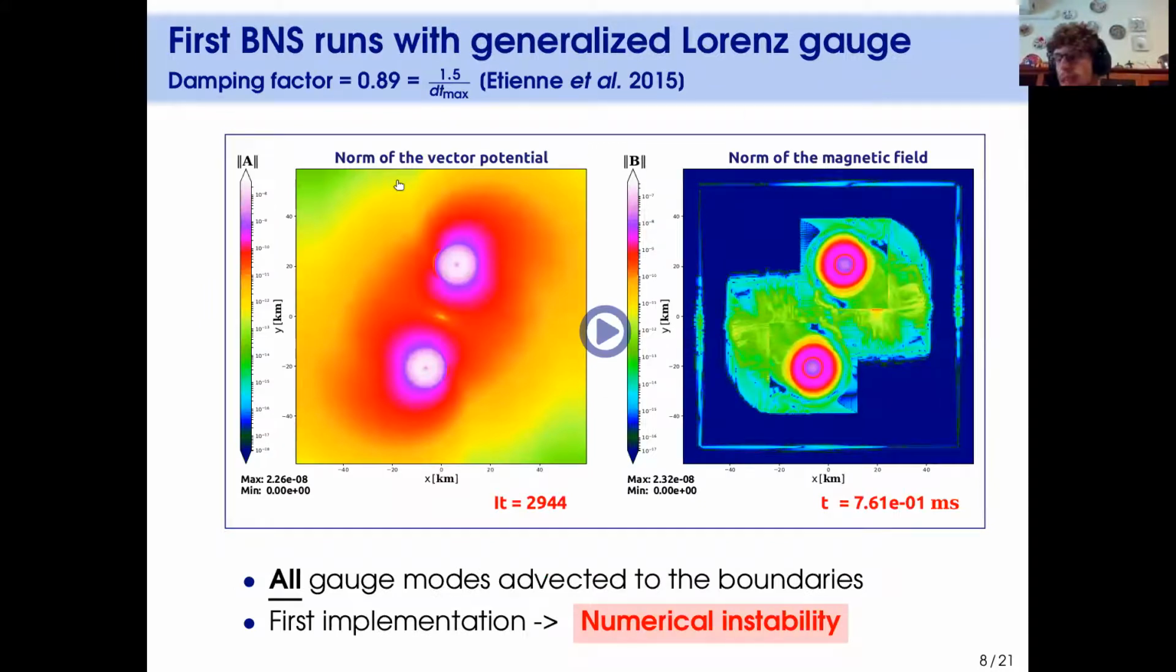Okay, so let's get to some results. Here I want to show you a movie about one of the first BNS runs I performed with Spritz and with the generalized Lorenz gauge. This is an equal mass system with an ideal fluid equation of state. You will see the norm of the vector potential and the norm of the magnetic field. You will see that the vector potential is advected toward the boundaries, which is expected. But you will also see a big numerical instability in this run. So let me play the movie for you.